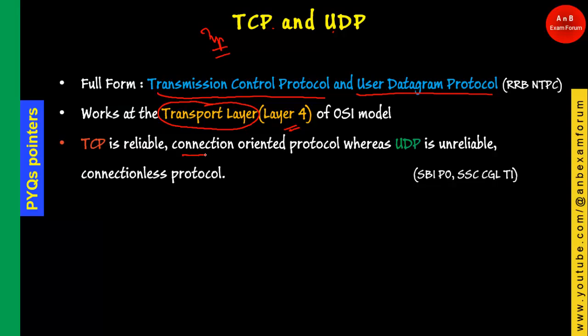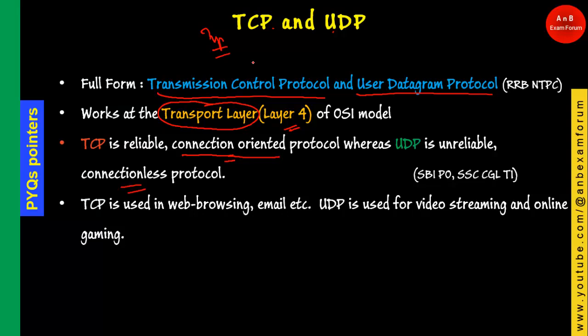TCP is a connection oriented protocol, whereas UDP is a connectionless protocol. Okay, just remember this terminology. I am not going to discuss the protocols in detail in today's session, more specifically TCP and UDP. Just get the know-how of all these protocols. Okay, and TCP is basically used for web browsing and email, whereas UDP is used for video streaming and online gaming.